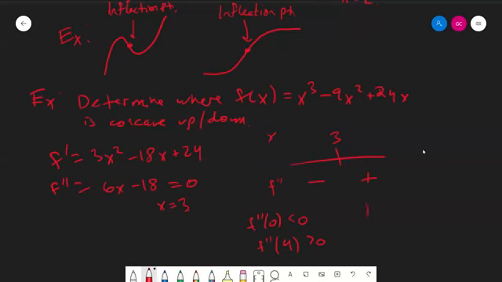And so we find that f is concave down from negative infinity up to 3, and concave up from 3 to infinity.